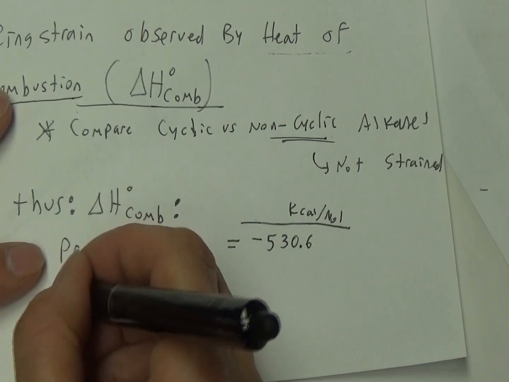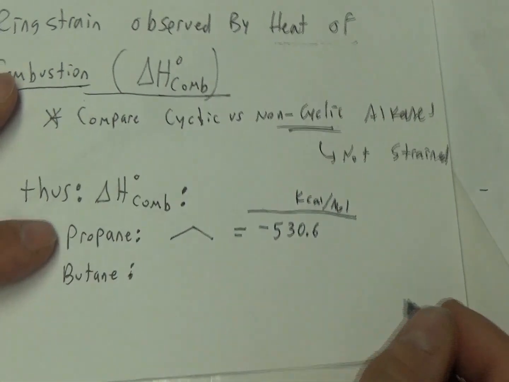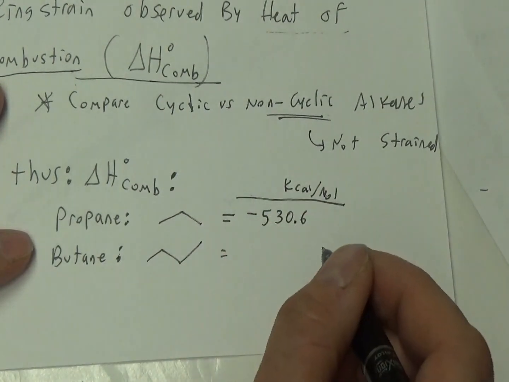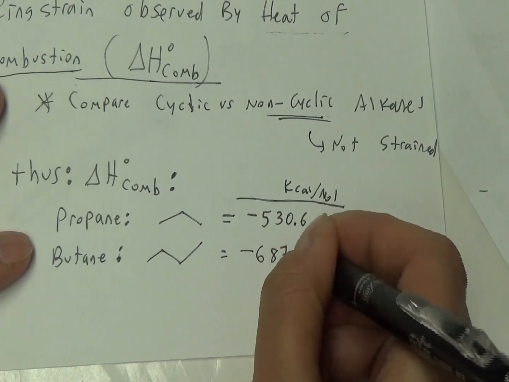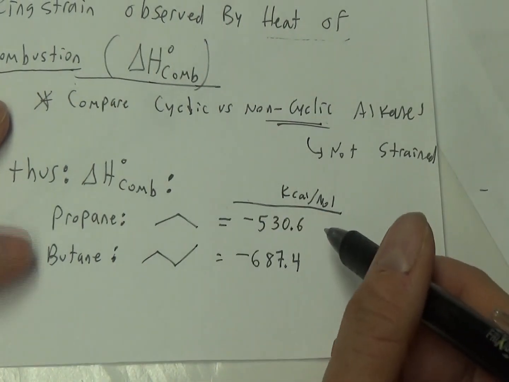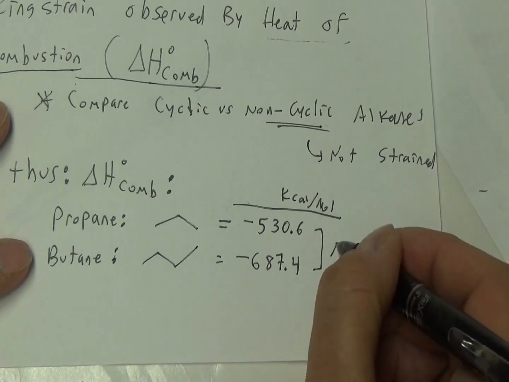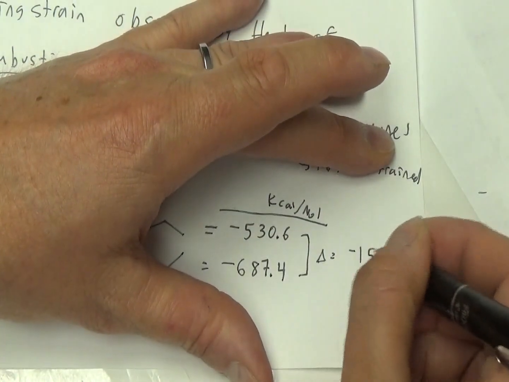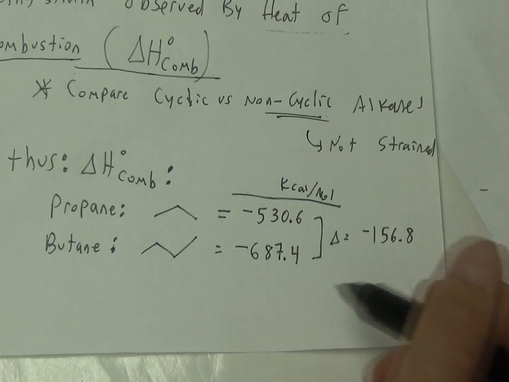And if we burn butane, how many carbons are in butane? Should be 4, right? We get negative 687.4. So that just shows, of course, you burn these molecules to get heat. That's why we use them as fuels, right? The difference will be important. It's roughly negative 156.8 kilocalories per mole. Alright, so these are all kilocalories per mole.